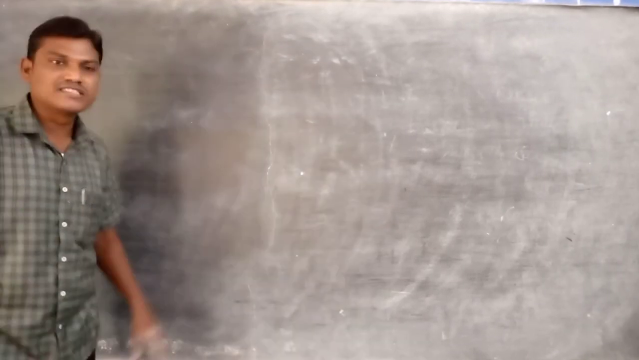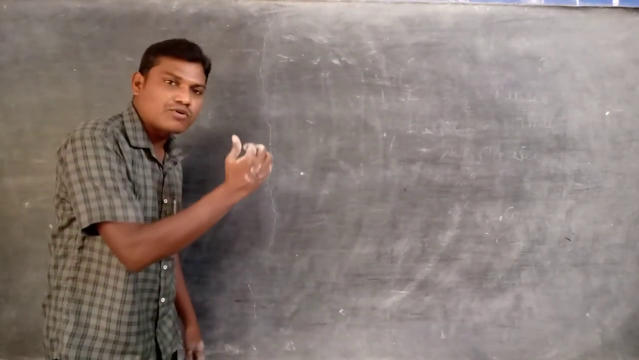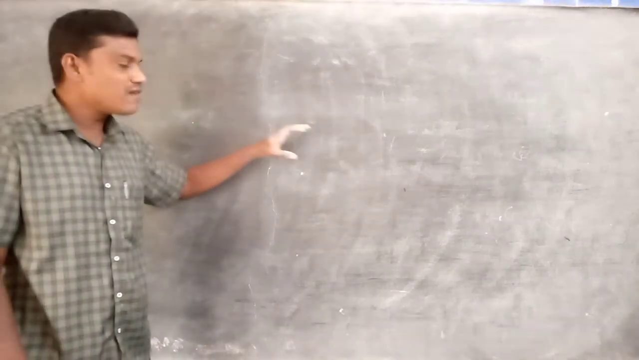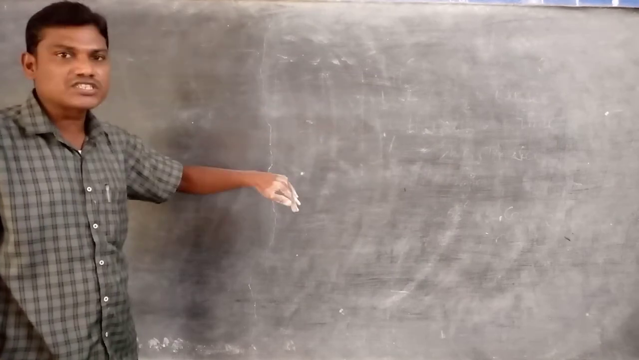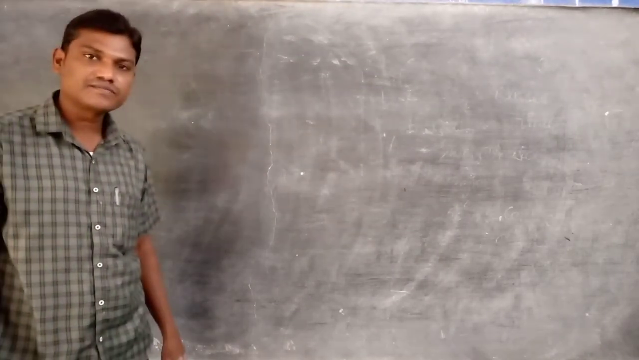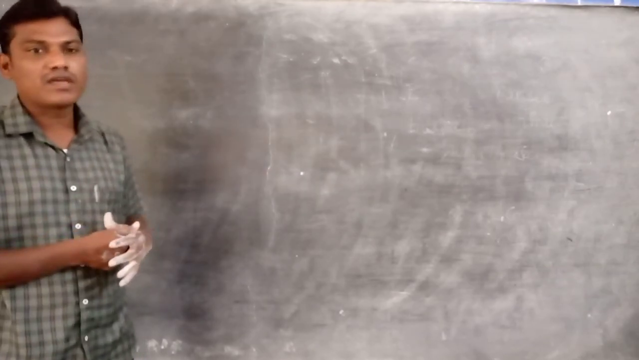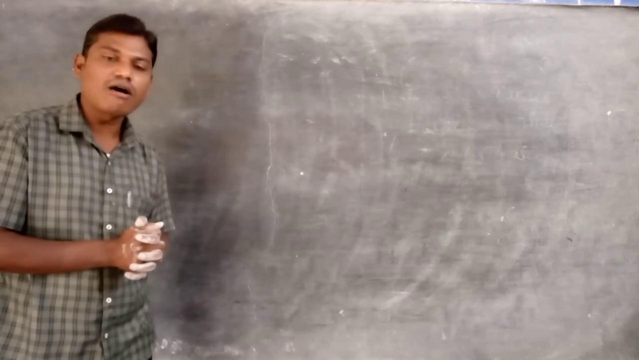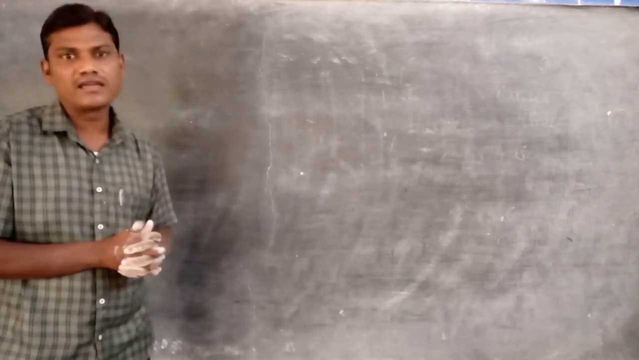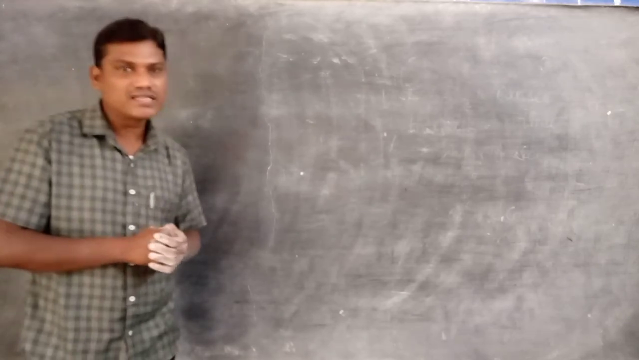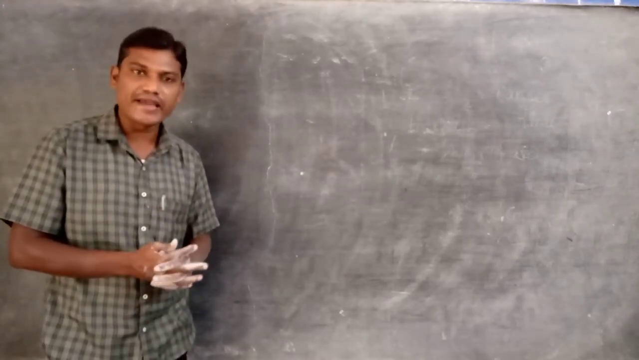The angle of vision is 60 degrees. If the angle theta is above 60, we can see only part of the object. If the angle of vision is below 60, we can see the whole or entire object. So this is a brief idea about least distance of distinct vision and angle of vision. In the next video tomorrow, we will discuss the structure of the human eye in this chapter.